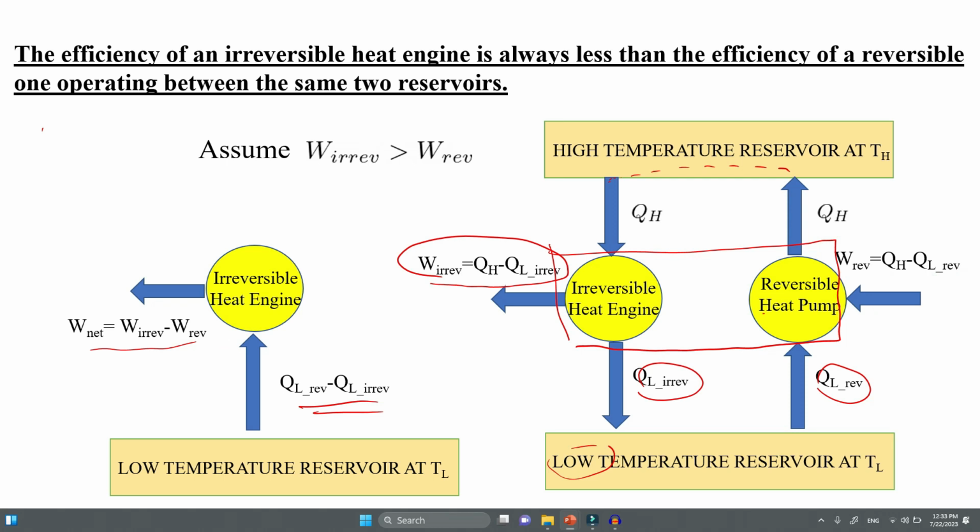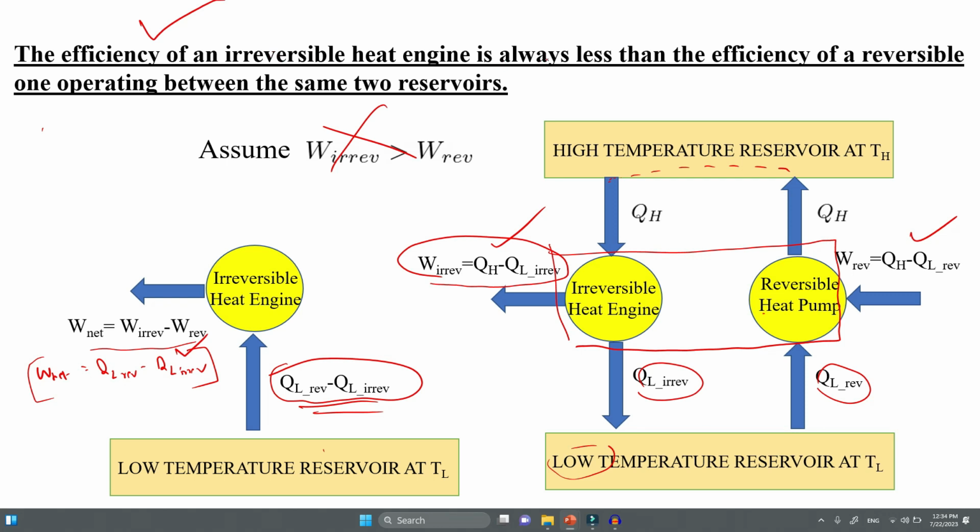So this W net, using these values, will be equal to QL reversible minus QL irreversible. That means this engine takes in this much heat and produces a net work of this much. It produces an equivalent amount of work by exchanging heat with a single reservoir. That violates the Kelvin-Planck statement, so this assumption is wrong. The efficiency of an irreversible engine cannot be greater than the efficiency of a reversible engine. This is how you prove the first principle, that the efficiency of an irreversible heat engine is always less than the efficiency of a reversible one operating between the same two reservoirs.